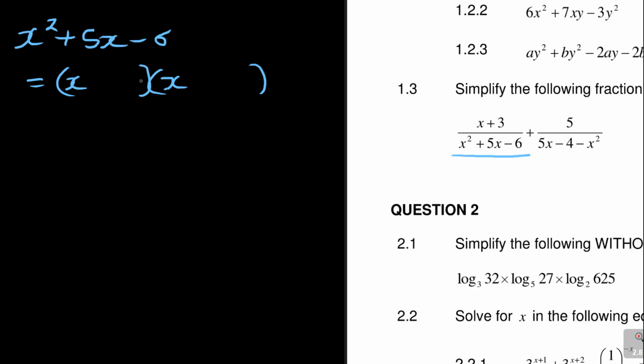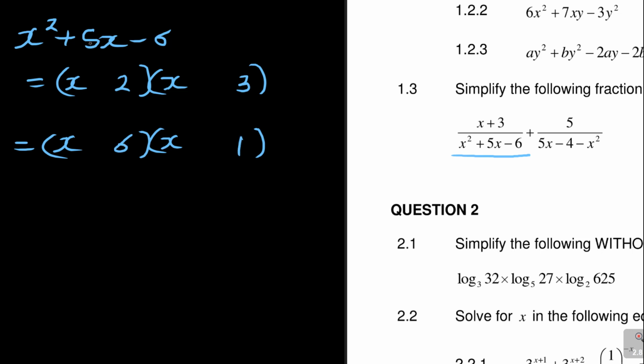So there are two options. To get a 6 is either 2 times 3, or you can do this. To get a 6, you've got x and x. To get a 6 is 6 times 1. One of them is correct. So which one is it?